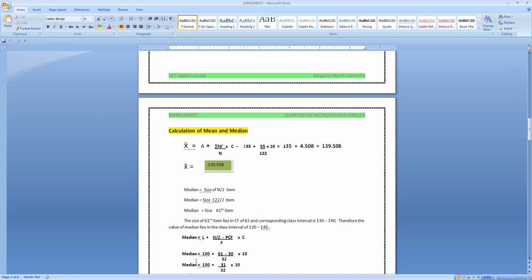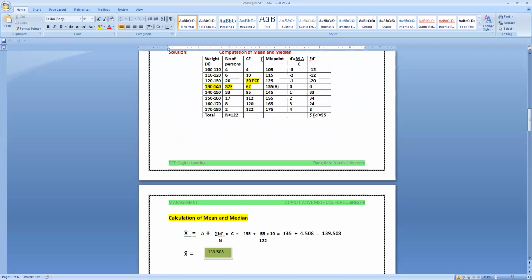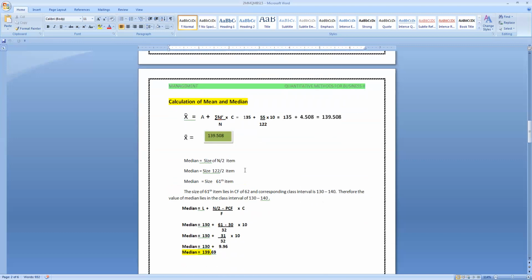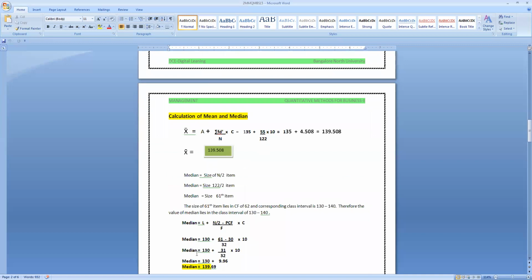the class interval. Therefore, median is equal to the lower limit of the class where the median lies, which is 130, plus n by 2, already calculated. The size of the item, that is 122 by 2, is nothing but 61, minus the preceding CF here in the table, which is 30, divided by the simple frequency value 32, into 10. Therefore, median is equal to 130 plus (61 minus 30, which is 31) by 32 into 10.